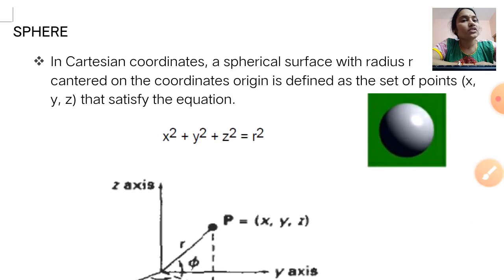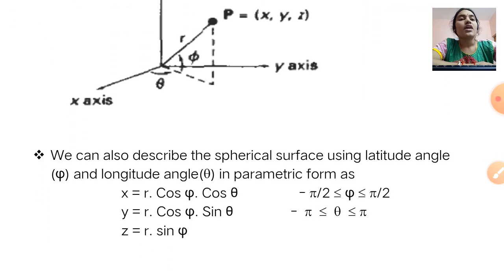The spherical equation is x squared plus y squared plus z squared equals r squared. According to this equation, we can also describe the spherical surface using latitude angle phi and longitude angle theta, in a parametric form. Then the parametric equation is x equals r cos phi cos theta.